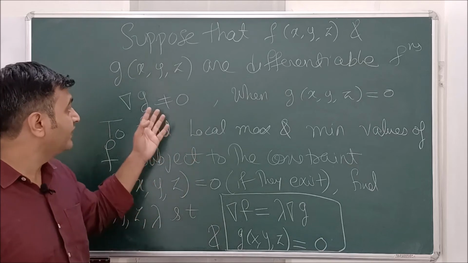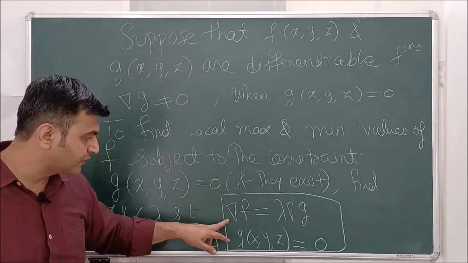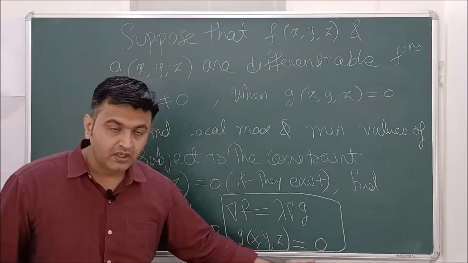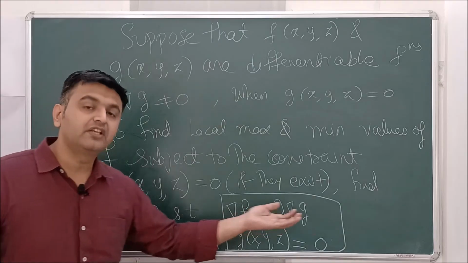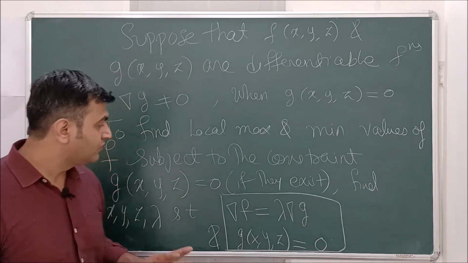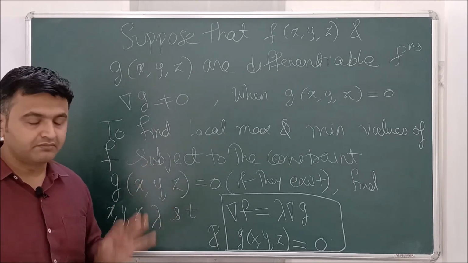Okay. If you have 2 variables x and y, in that case your gradient will have 2 components, f with respect to x and f with respect to y, g with respect to x and g with respect to y. When you have 3 variables, then it will have 3 components, 4 variables, then 4 components. Okay. So let us take one example so that it will be clear on how to use this method.